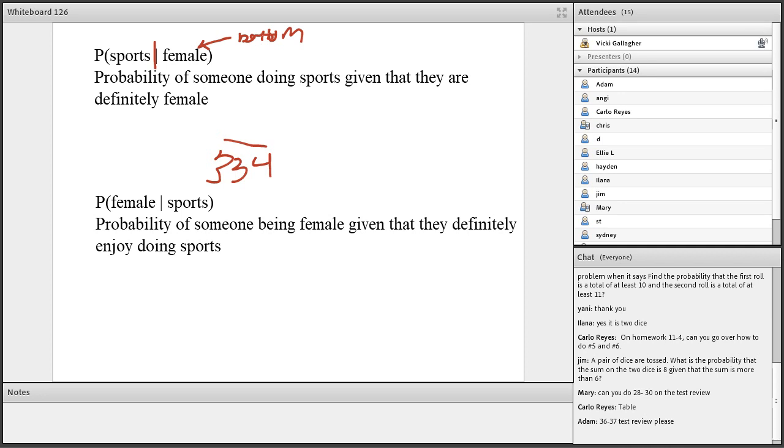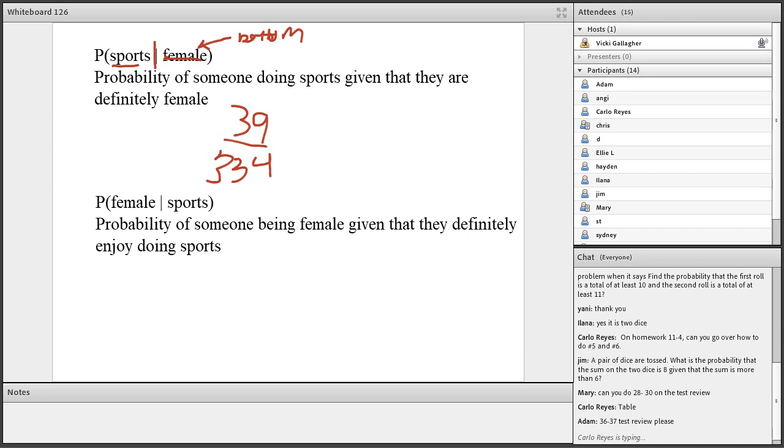And then on the top of my fraction, I put down the sports people who are also female. So that would be female sports, which is 39. And so that's what this fraction looks like. The probability that someone enjoys sports given that they are female.